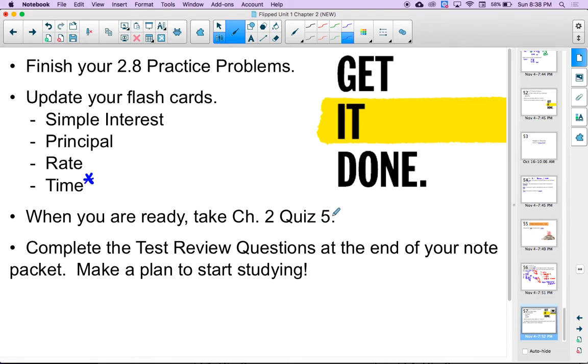When you're ready, take your last quiz, which is quiz 5 in chapter 2. And then when you finish that up, I would like you to complete the test review questions at the end of your note packet. Make a plan to start studying for this test. Do not wait.